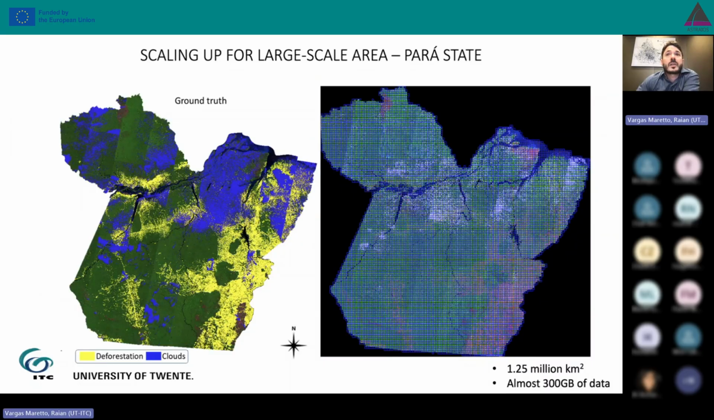And after that, we tried to scale that up to the whole extension of the Pará state, which has around 1.25 million square kilometers, which generated for us a data set of around 300 gigabytes of data, which you can imagine is quite challenging for processing.